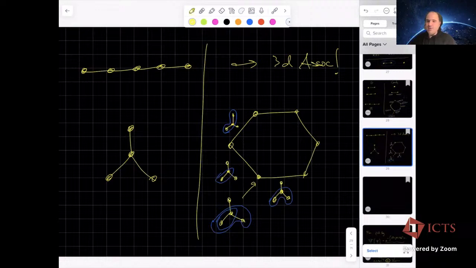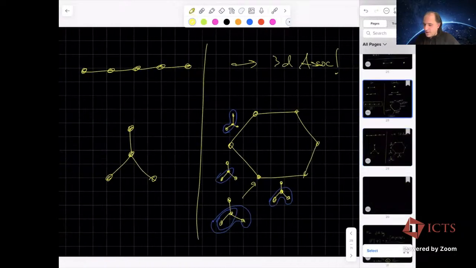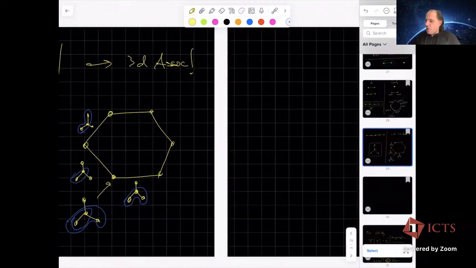But in particular, we've discovered that the geometry that goes with these kind of graphs looks like a pentagon, and the geometry that goes with these kind of graphs looks like a hexagon. So I just want you to keep that in mind. Okay. All right. So now let's.